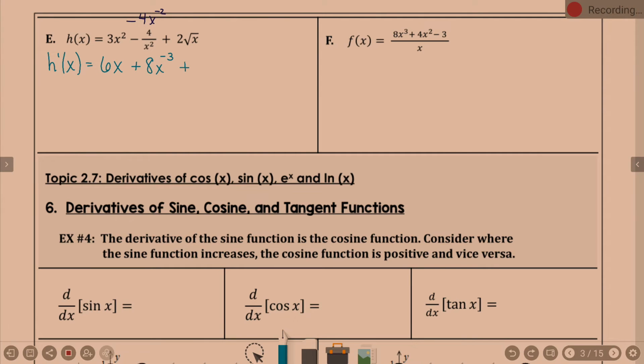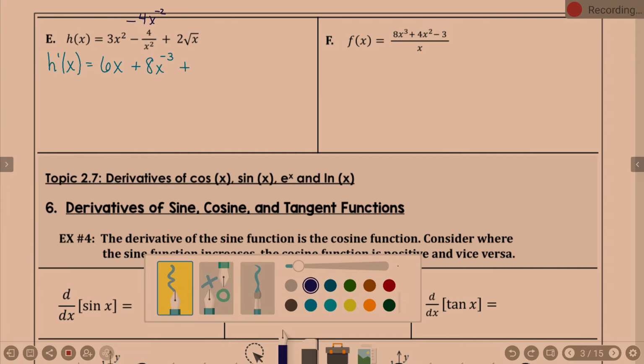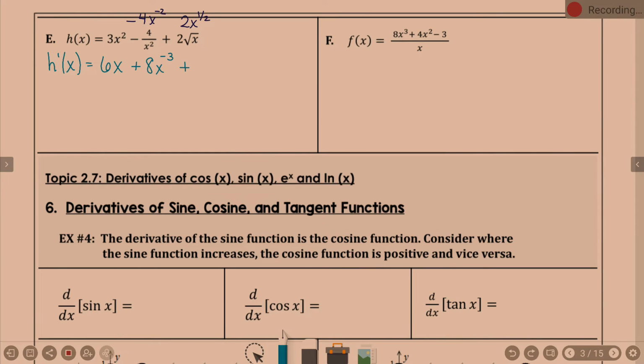Plus, and again, what do we know about 2 square root of x? That's 2x to the 1/2. And so this becomes 1x to the negative 1/2, because half of 2 is 1. Subtract 1 from your power. So h prime of x is 6x plus 8 over x cubed plus 1 over x to the 1/2, or plus 1 over square root of x.